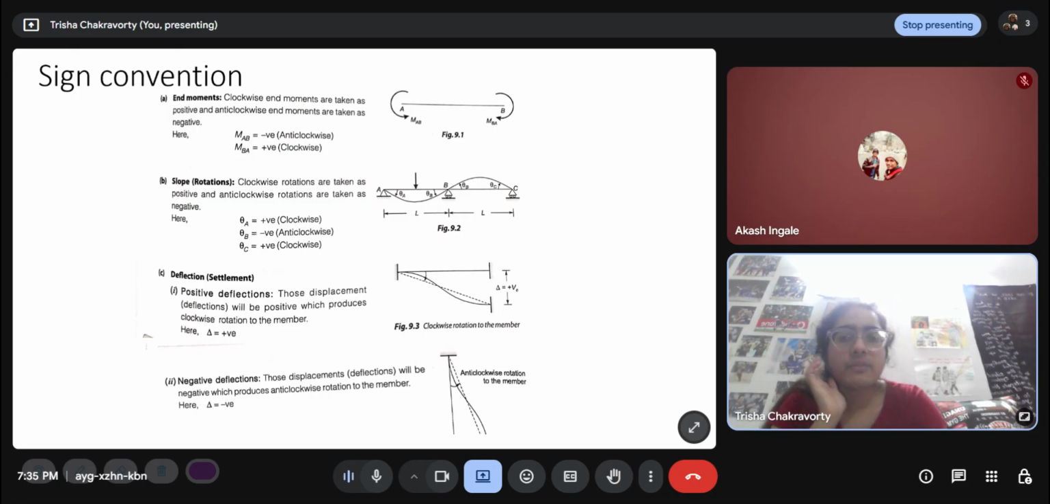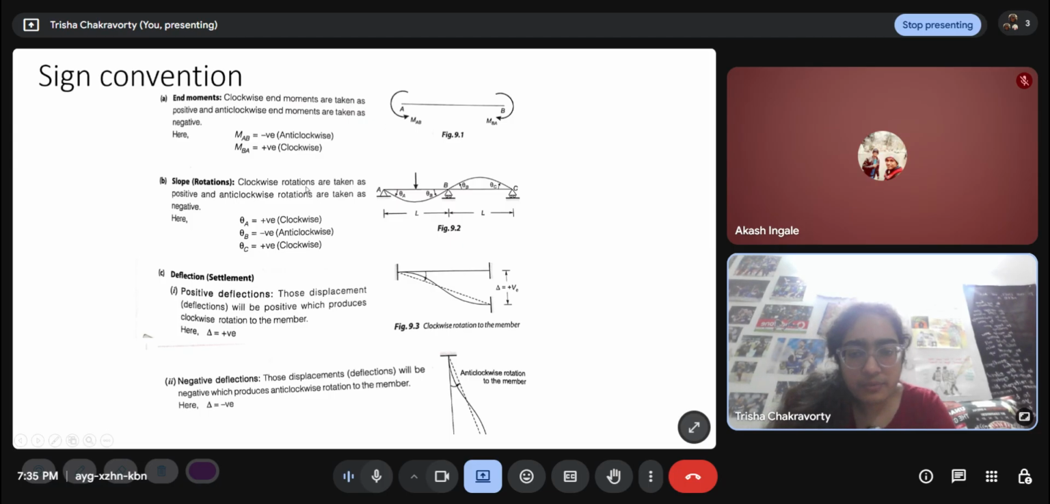End moments: clockwise end moments are taken as positive and anti-clockwise end moments are taken as negative. So, MAB here is clockwise, so it is positive, and MBA is also positive. And look at the terminology. When I'm looking at the end moment of any element AB, when I'm at A, I call it MAB, and when I'm at B, I call it MBA. Similarly, if there was another member AC like this, there would be a moment MAC due to that.